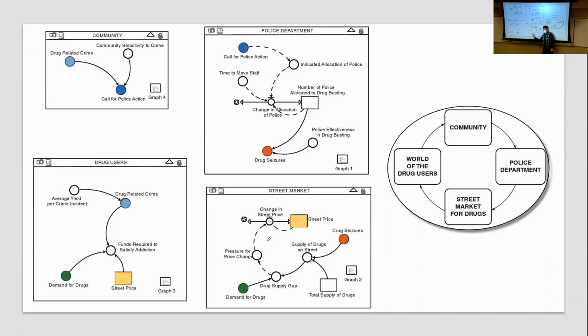and that would effectively convert from this gap, which would be in kilos of whatever the drug is, to pressure for price change, which would be in a totally different unit. So that idea of converting units is where this kind of converter comes into play. We don't call them converters until we're actually using formulas. These things might all show up on a causal loop diagram, but I would just call them variables there.